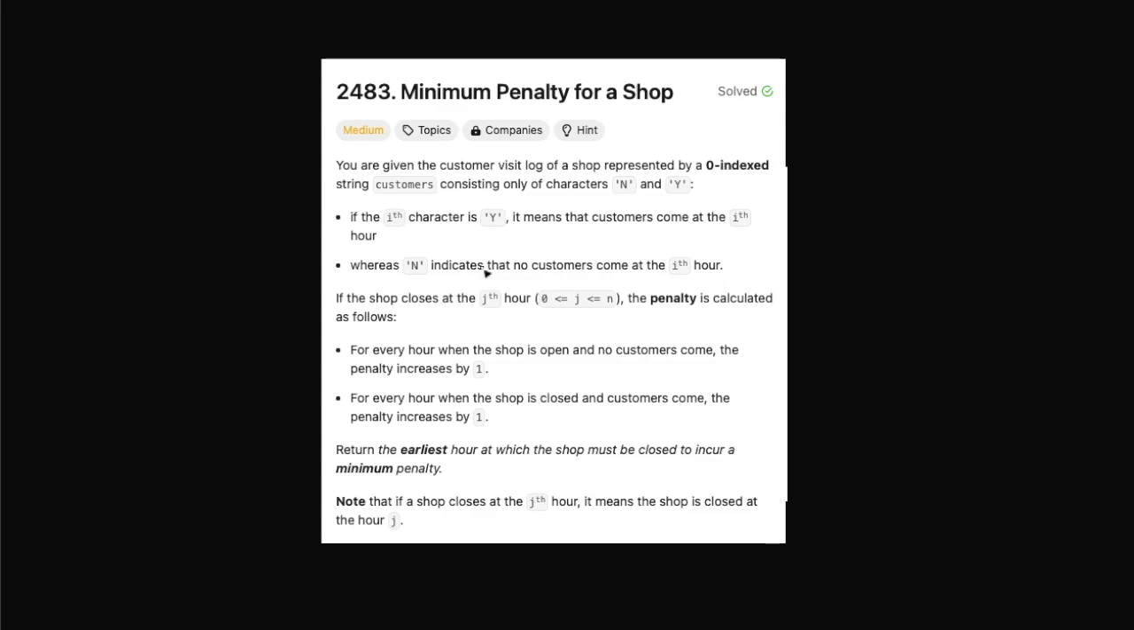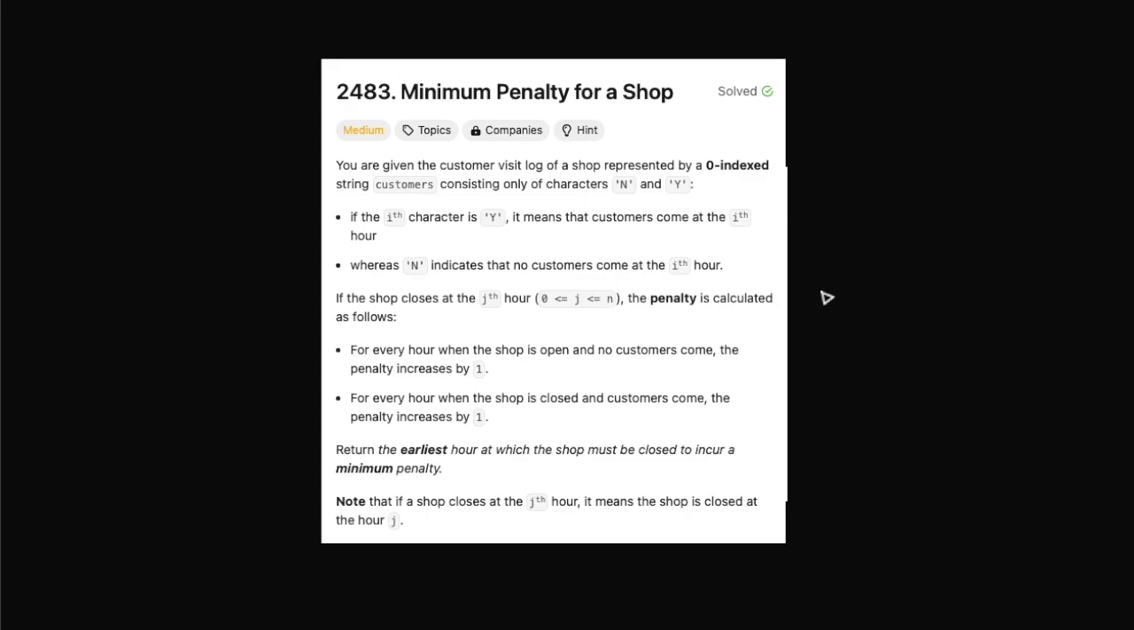Hey there, let's try to solve this problem on minimum penalty for a shop today. So let's read the description together. First, you are given a customer log of a shop, represented by a zero-indexed string customers consisting only of characters N and Y. If the ith character is Y, it means that a customer comes at the ith hour, whereas N indicates no customer comes at the ith hour.